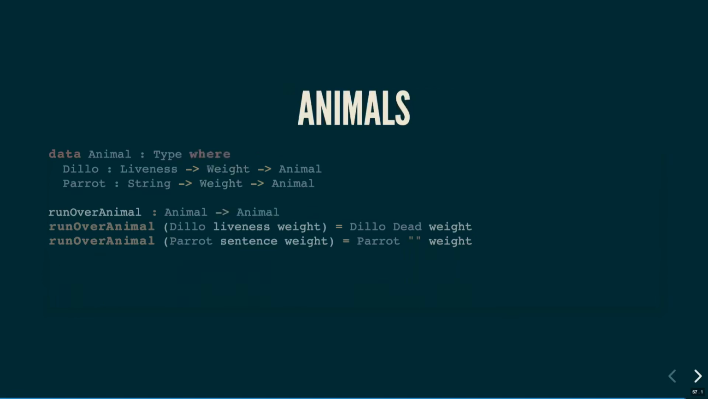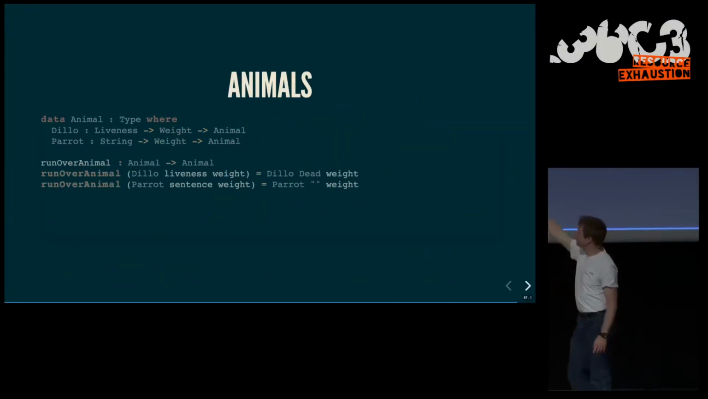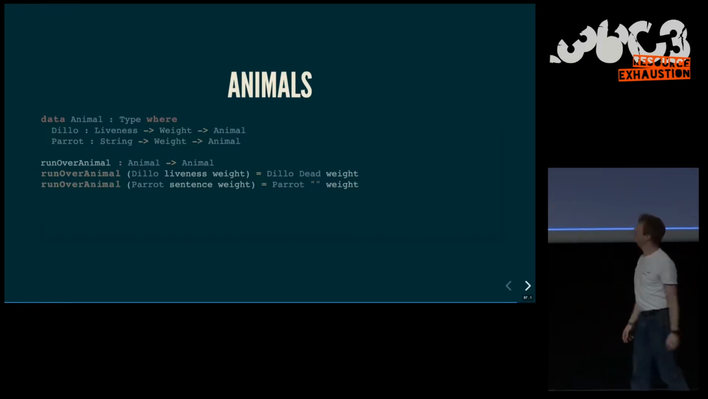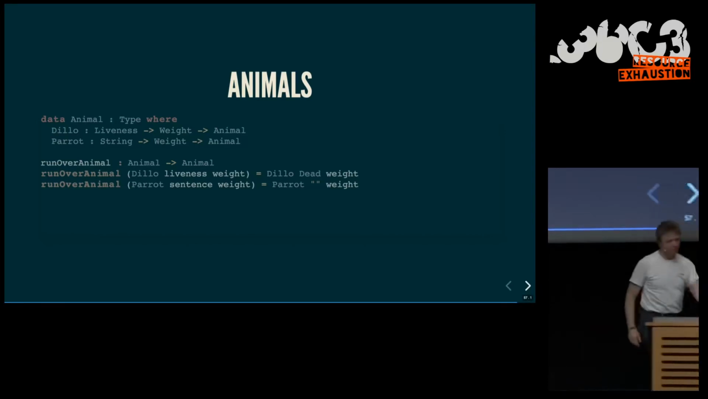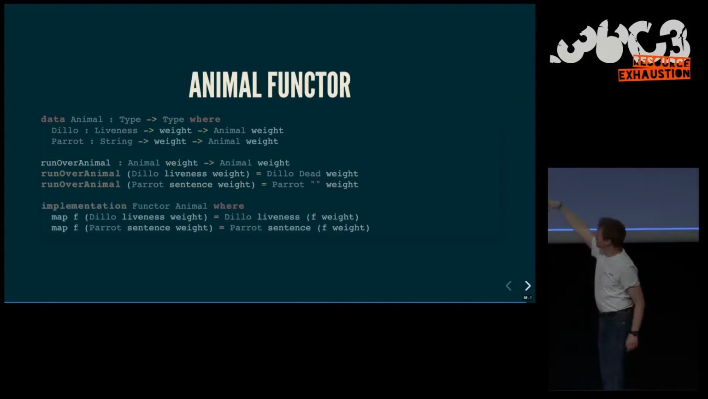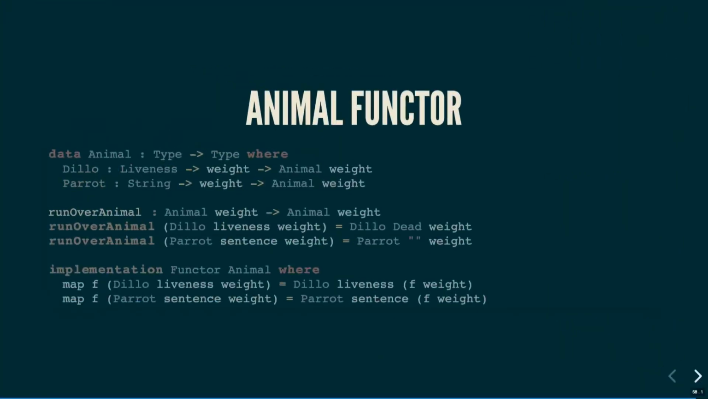So if you go back, what you need for functors is a type parameter, right? And so you just look for a place to stick a type parameter, any place here at all. If you look at Dillo and Parrot, they both prominently have this weight thing, right? And that seems more important than the other two properties, which are specific to a particular kind of animal. So the thing to do is, you can see I replaced uppercase Weight by lowercase weight and made that into a type parameter.